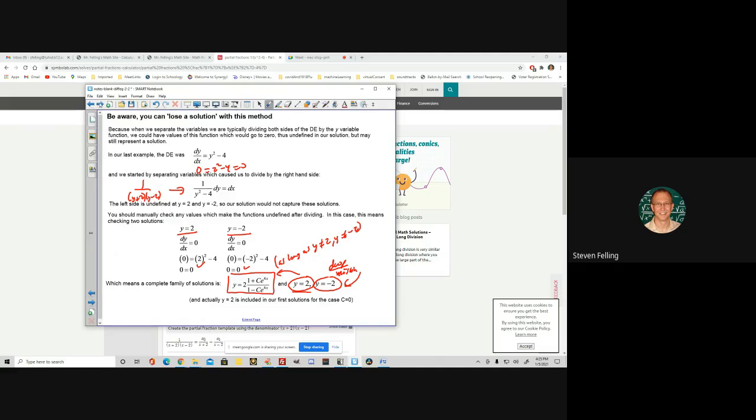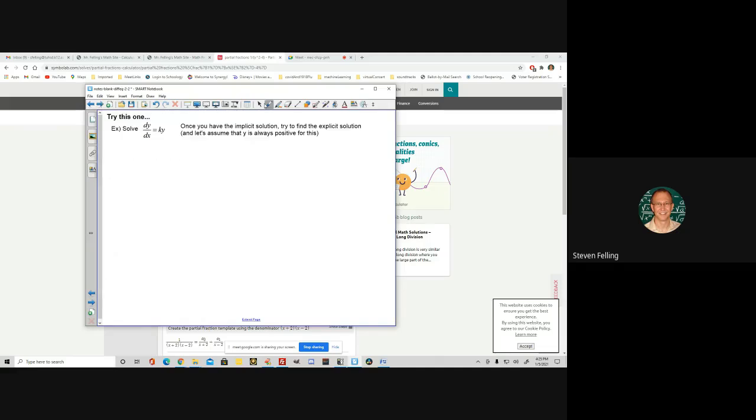Okay. All right, let's try another one here. You can pause this video and try it, and then I'll work this out. Once you have the implicit solution, try to find an explicit solution. While we're doing that, it says let's assume that y is always positive. There must be some issue with that. So we'll give this a try. Pause this and then try it.